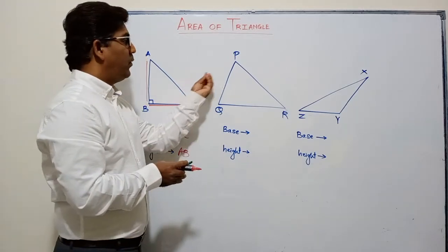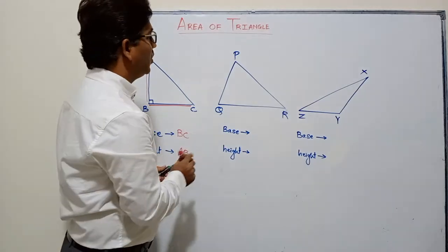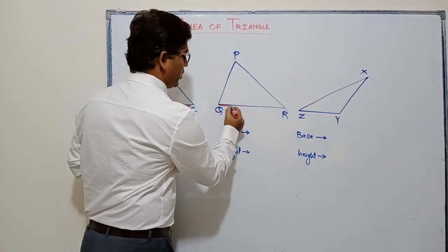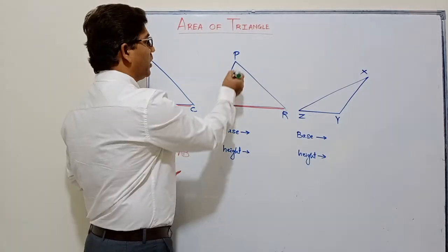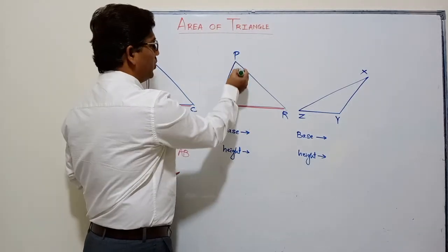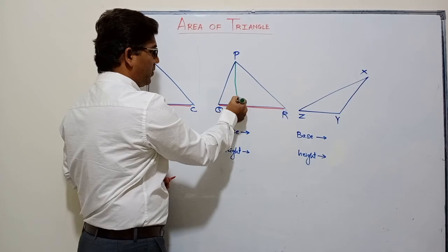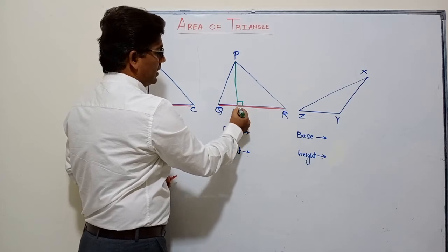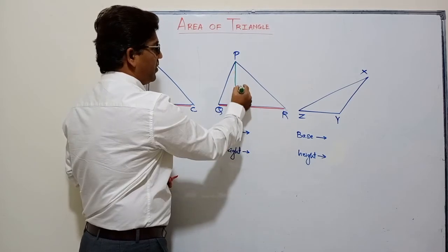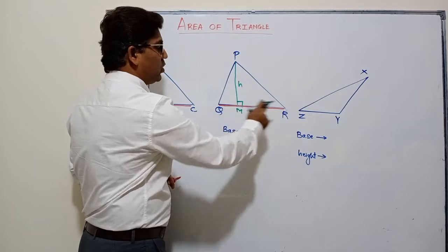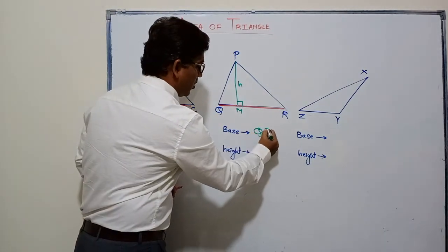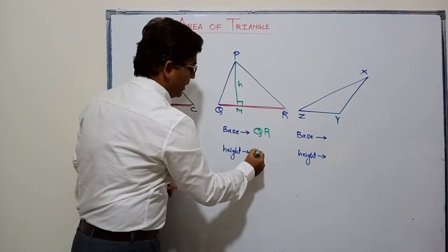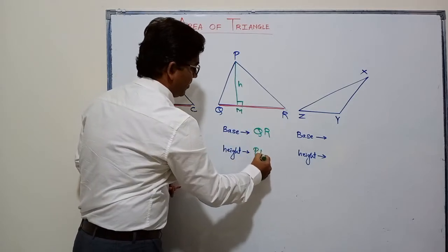Now here we don't have a perpendicular distance, so you need to find it. If I take side QR as the base, we need to draw a perpendicular from point P to side QR. So if I draw a perpendicular like this, then side PM will become the height and QR will become the base. So my base here is QR and the height of the triangle is PM.